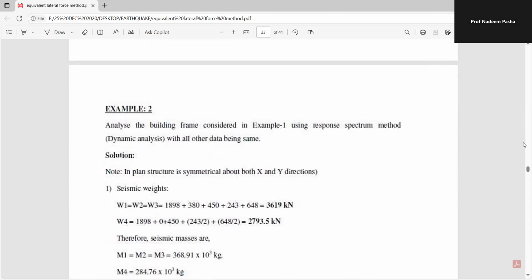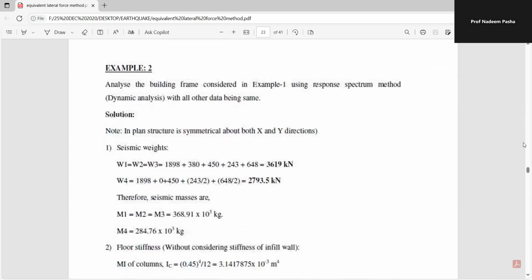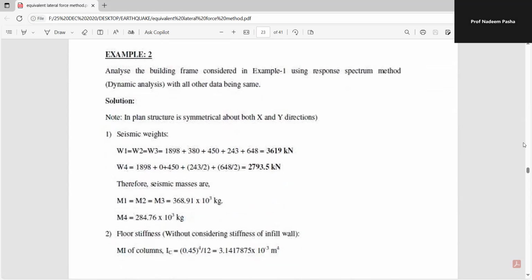And W4 is equal to 1898 + 0 + 450 + 243/2 + 648/2. So it comes out to be 2793.5 kilonewton. Therefore, the seismic masses are M1 = M2 = M3, which comes out to be 368.91 × 10^3 kg, and M4 comes out to be 248.76 × 10^3 kg.